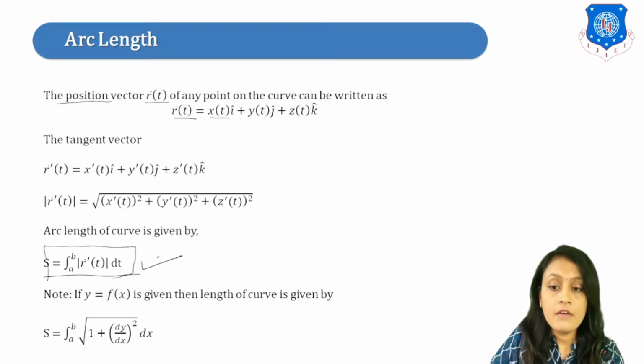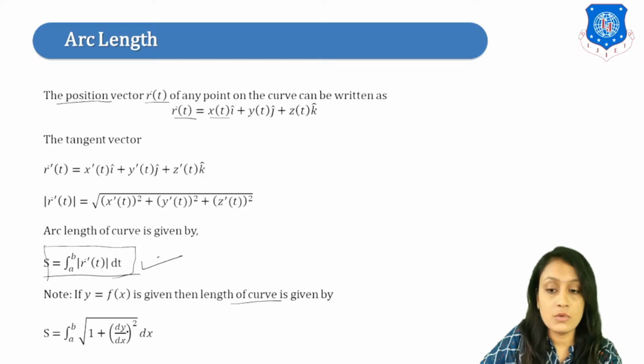Now if y is equal to f(x) is given, then the length of a curve is given by s is equal to integration a to b under root 1 plus dy by dx whole square dx. So if the question is given in this form, y is equal to f(x) form, then we will use this formula to find the arc length of a curve.